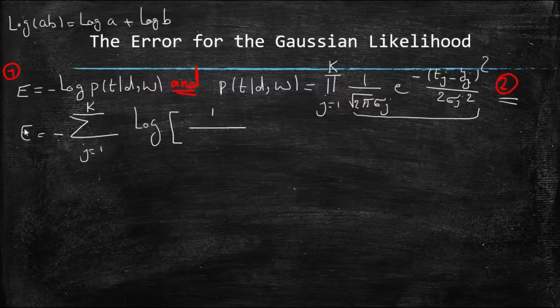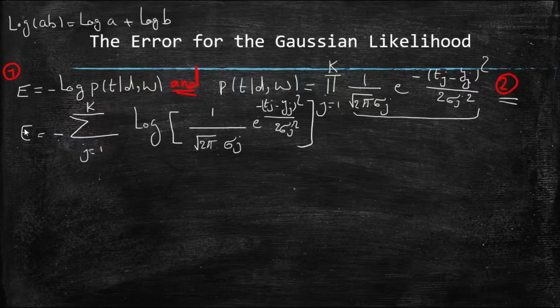Or let me just write the whole thing right here. So basically that would be 2 pi integration j by dA minus tj minus yj in parenthesis squared over 2 sigma j squared. Yeah, that's it. Right. Now, again, the error would be equal to minus sigma, right?